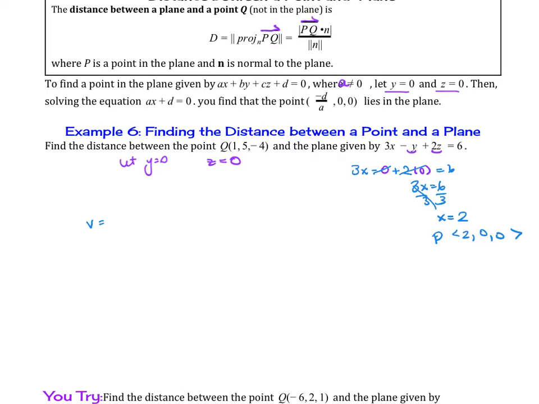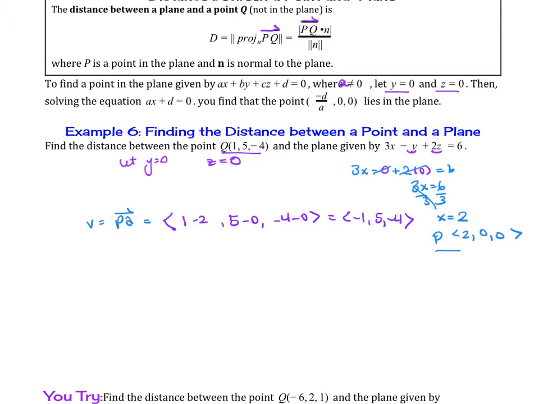So the vector we're looking at is PQ. Remember, this is P here, and Q is up here. We're going to find the component form first: the terminal minus the initial, so Q minus P. So this is 1 minus 2, 5 minus 0, and negative 4 minus 0. So the vector is negative 1, 5, and negative 4.